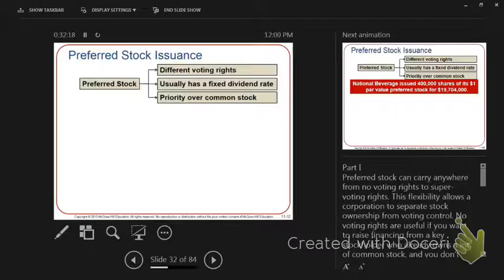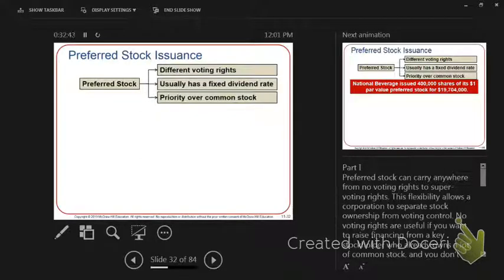All right, preferred stock has what's called a fixed dividend rate, meaning you are usually guaranteed a dividend. Now, what kind of dividend? It depends on the type of preferred stock. All right, but you are guaranteed. Now, we talked about common stock. There's no guarantee of a dividend. But preferred stock, that's what you're paying for.